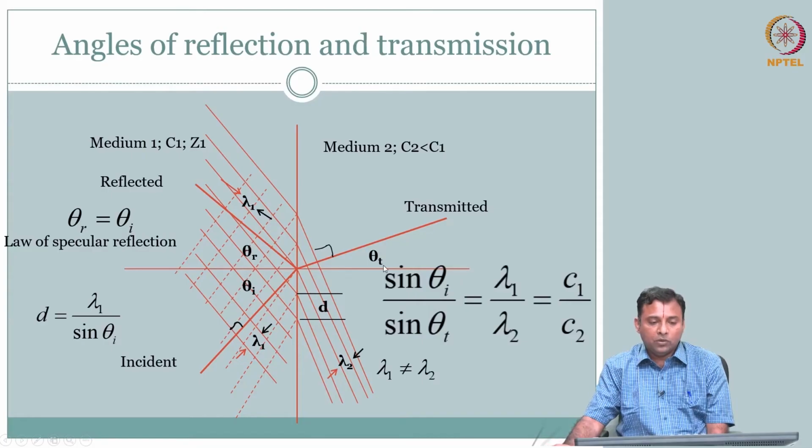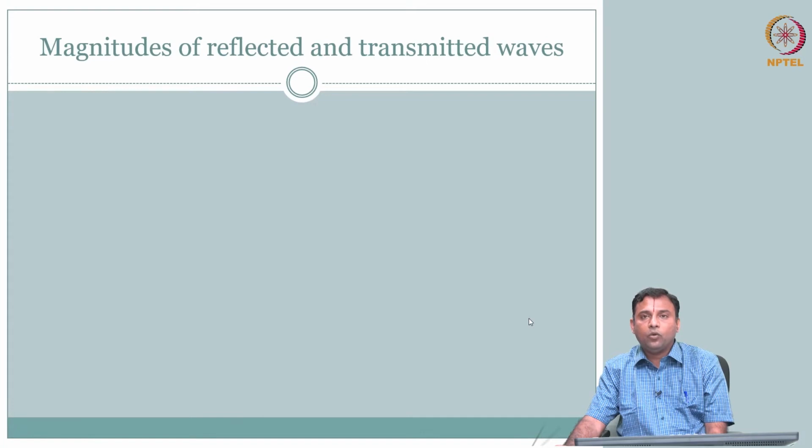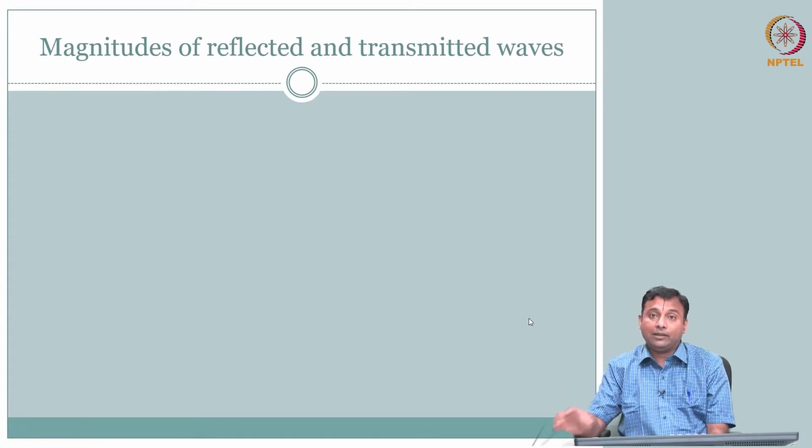So the angles we know, theta I equal to theta r, and we can relate the incident angle to the transmission angle in terms of these parameters. Okay, so much for angle. What is next? How much is coming back? Magnitudes of reflected and transmitted waves. How do we get that?